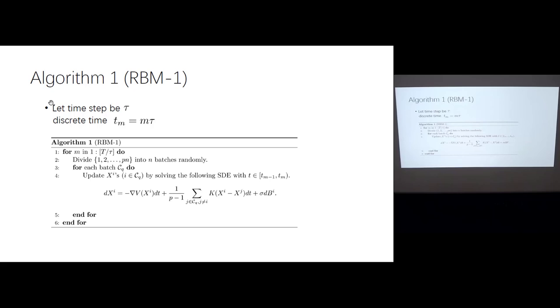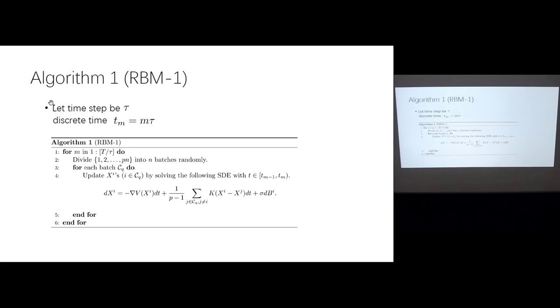Then, if you already have a code, you only change one term. You replace this n-term summation with a p-term summation. That's it. And you only interact with your own group. So I promise you can finish your coding in half an hour, maybe even less.